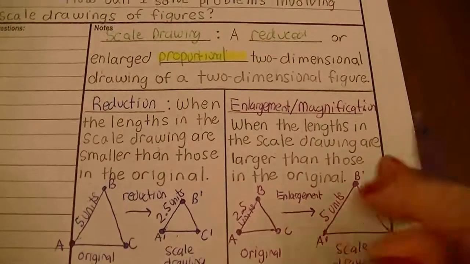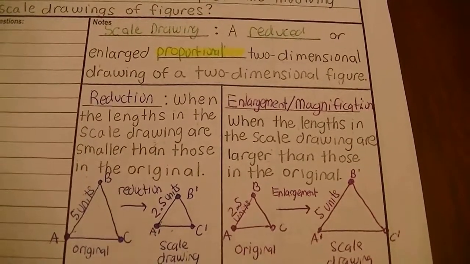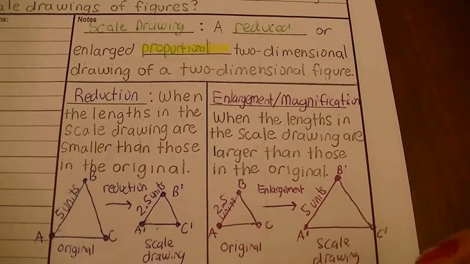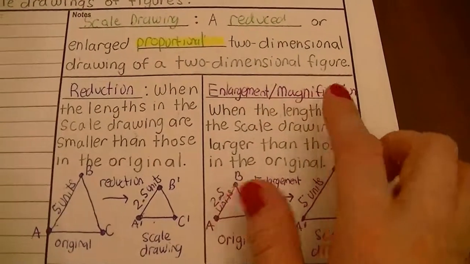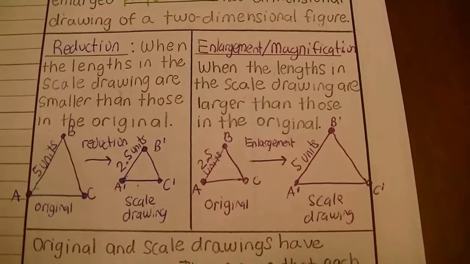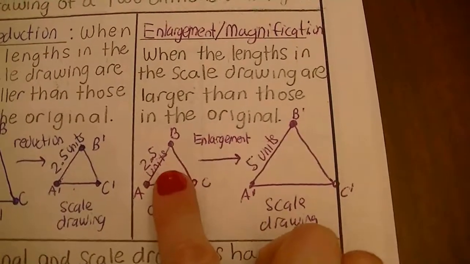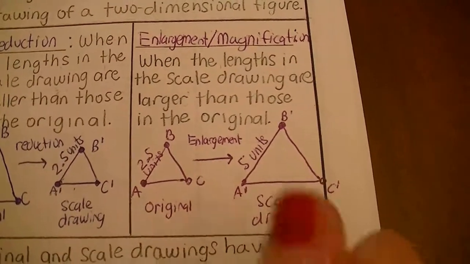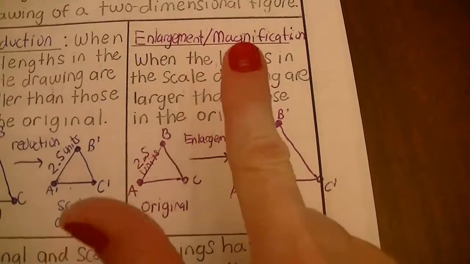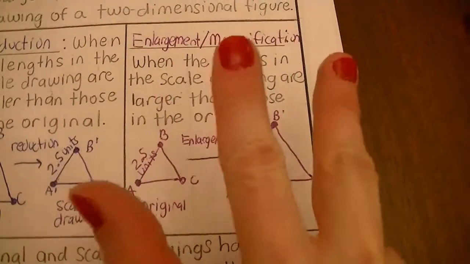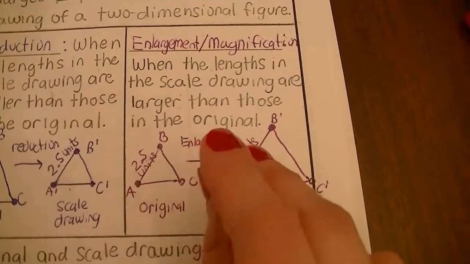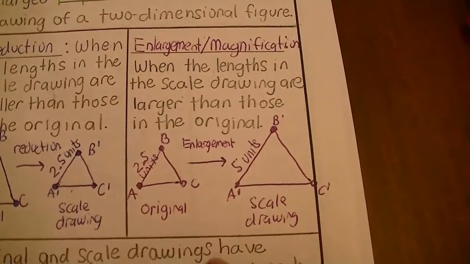Okay, so the two types of scale drawings that can occur are reductions, when it goes from big to small, or enlargements, or you can also say magnifications, when it goes from small to big, okay? And you should know that this triangle is similar to this triangle because we have proportional sides, they're the same shape, and they're going to have the same exact angle measures. Those are the 3 criteria for figures to be similar, okay?